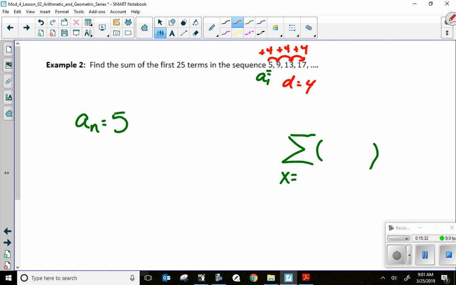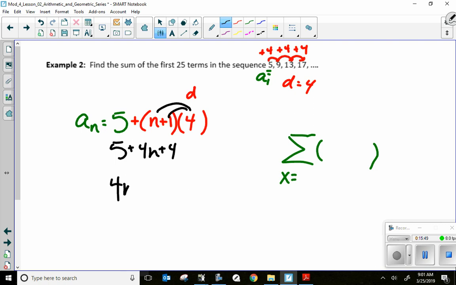That is definitely arithmetic, which means I'm going to add n plus 1 and multiply that times my common difference, which is 4. All right? Let's distribute and simplify. 5 plus 4n plus 4, so 4n plus 9. That is the explicit formula to get any individual term, and that is exactly what's going to go in for my expression, into my summation.